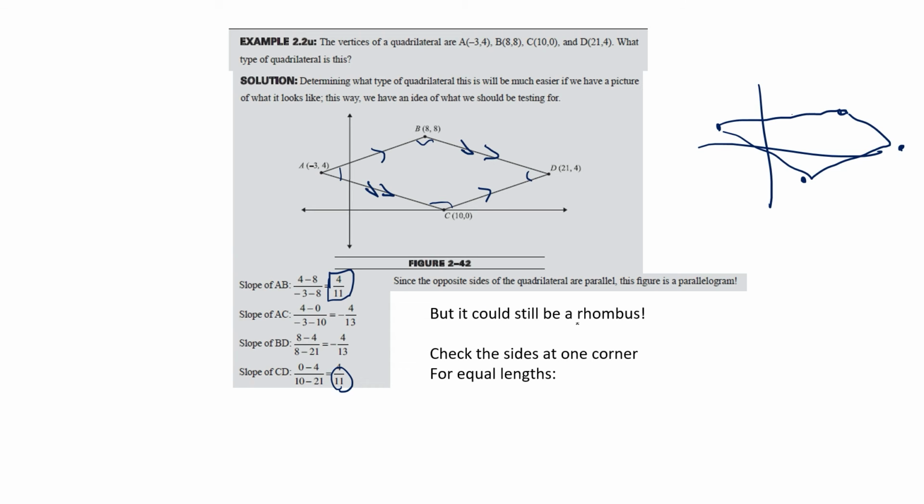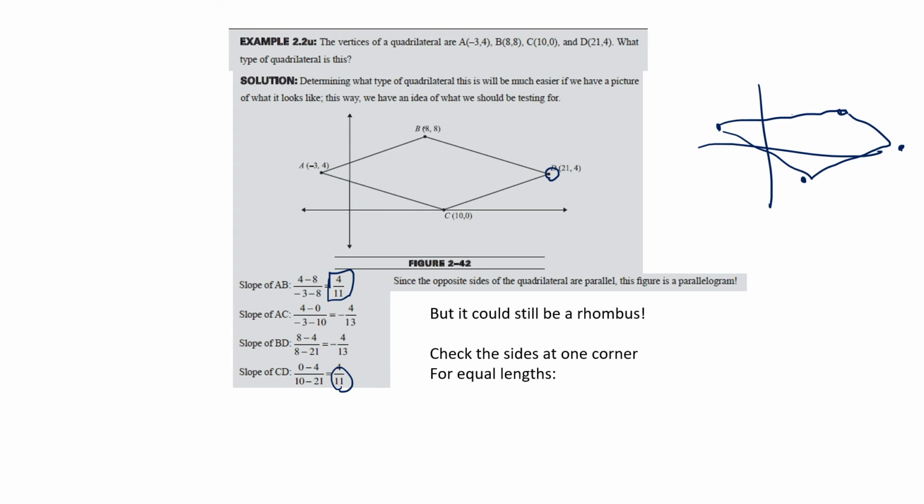So to check the rhombus, we need to check the lengths. Because if the lengths are all the same, then it is a rhombus, which is just a special parallelogram, just like a square and a rectangle. However, you don't need to check all the sides. These opposite sides are going to be the same length, and so are these opposite sides. So you want to check the two sides connected to some corner.